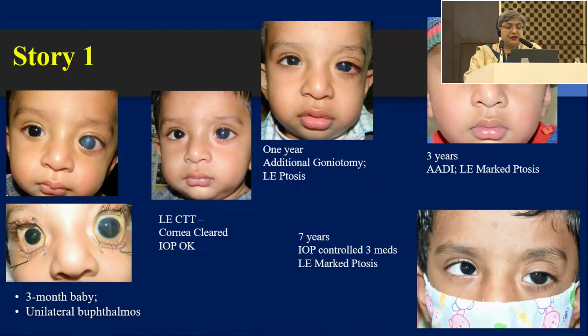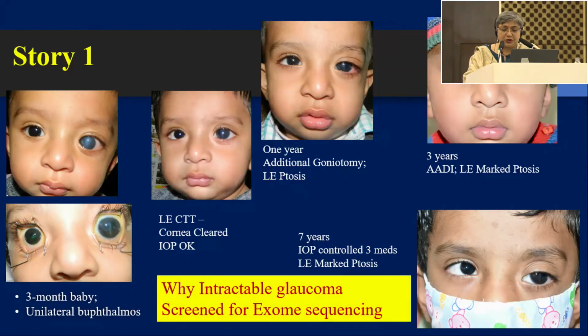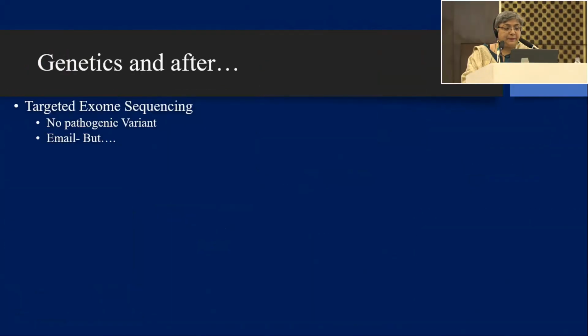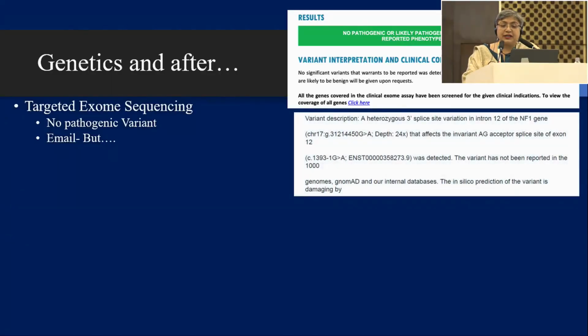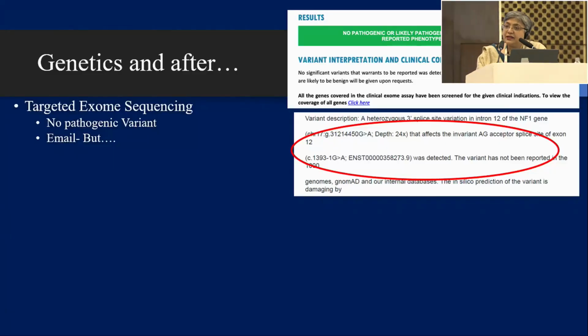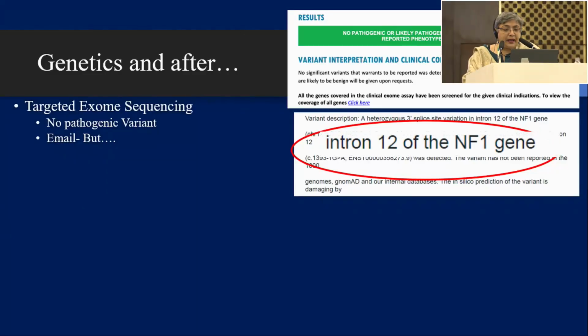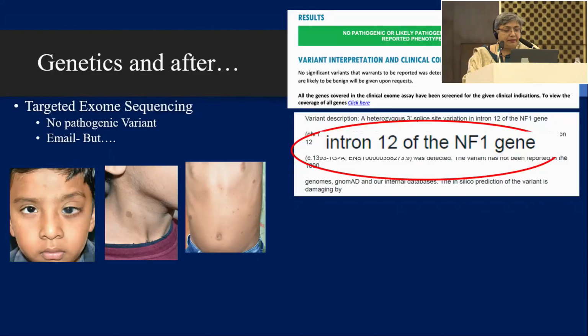And at 7 years of age, his pressures were controlled on 3 meds, but we didn't understand what the ptosis was about and why he had such intractable glaucoma. Then genetics. After we did a targeted exome sequencing, which was the clinical exome, there was no pathogenic variant, but I got an email, and the email said that there is an intronic variant in the NF1 gene. And when we called him back in and looked for them, we actually saw small cafe au laits.